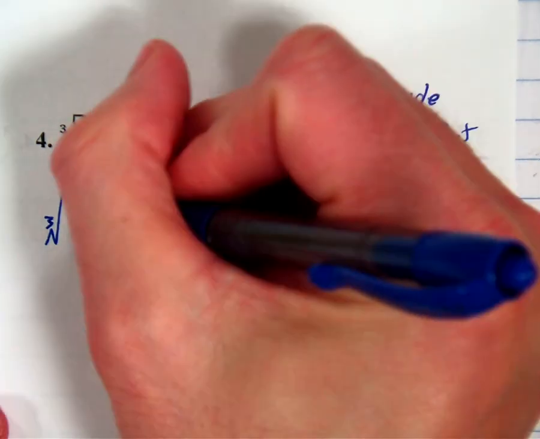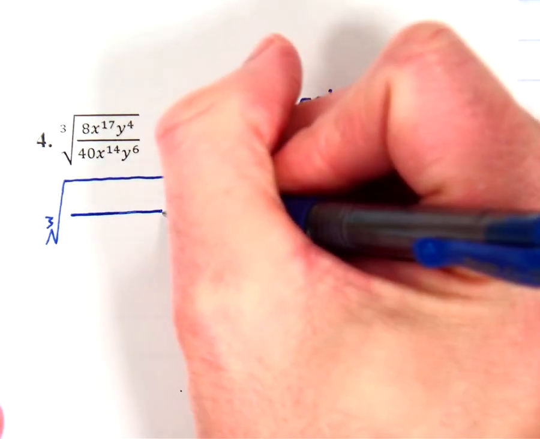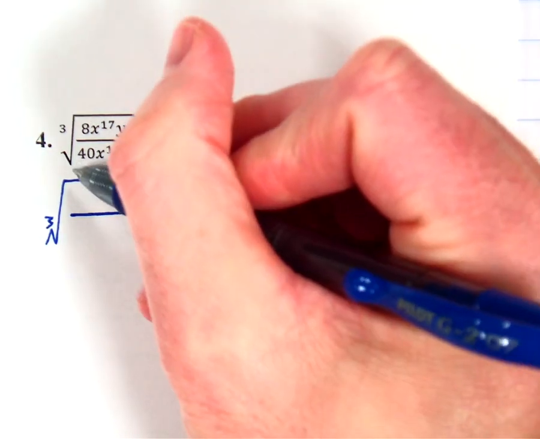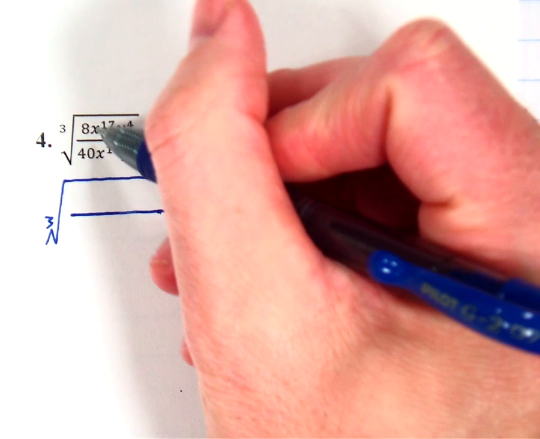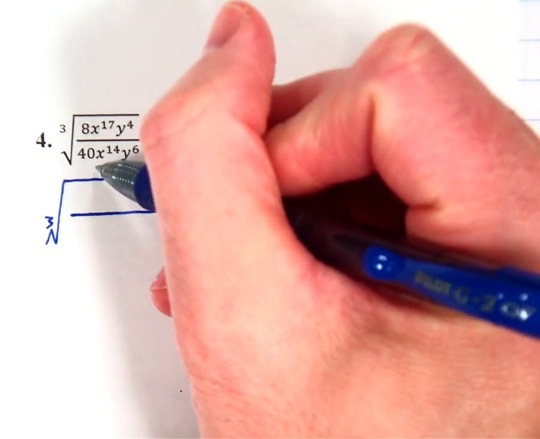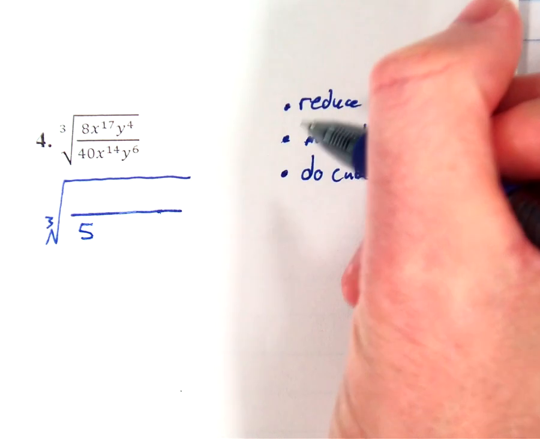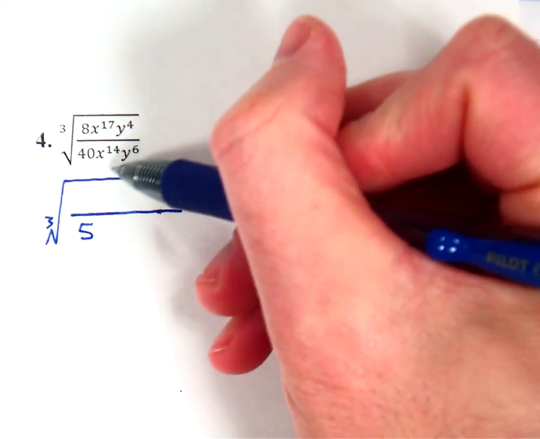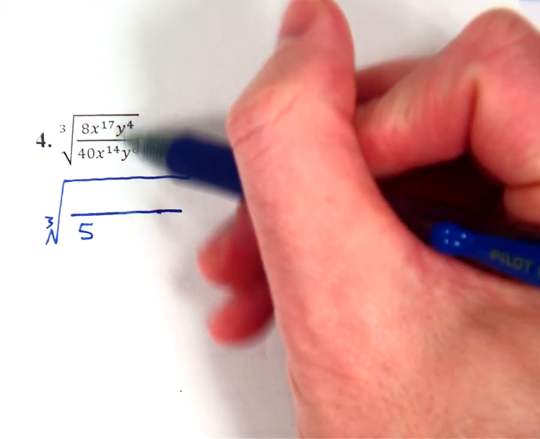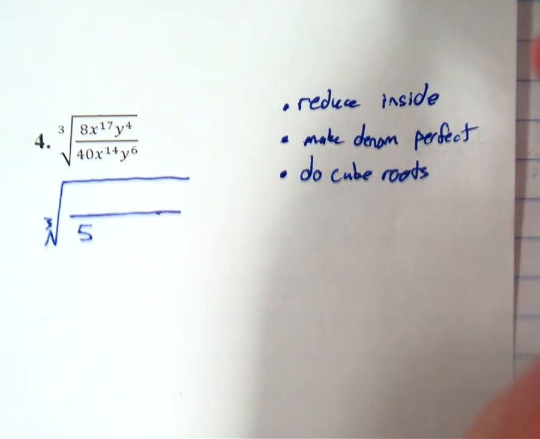80 over 40 would reduce to 1/5, or if you would like to think about it, 40 divided by 8 is going to be 5. Put it on the bottom because that's where 40 was. Now when we're doing these powers, we get to subtract. Okay, just a smaller example.